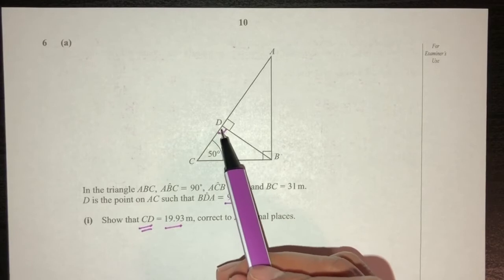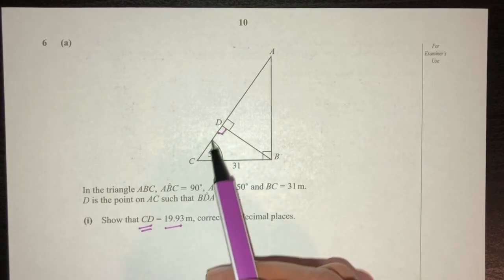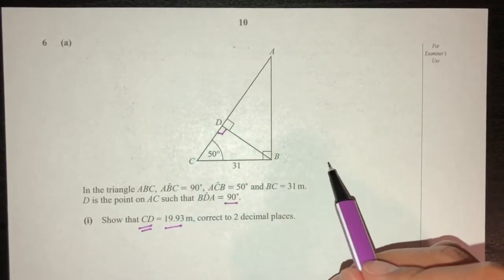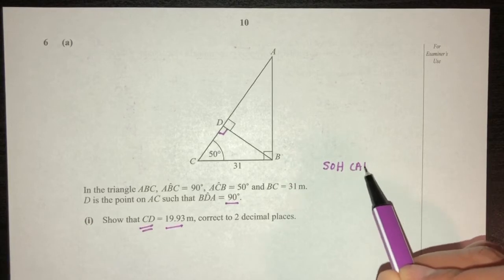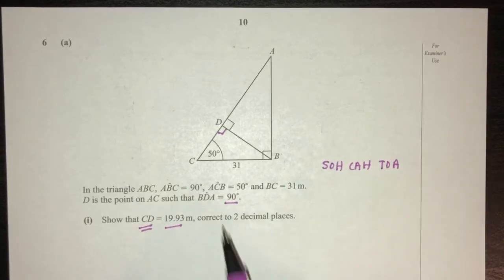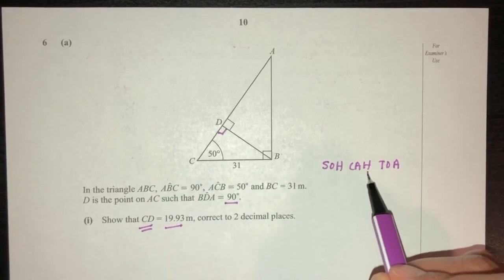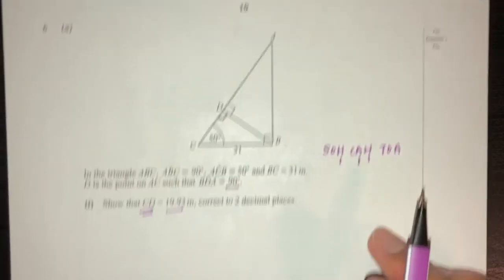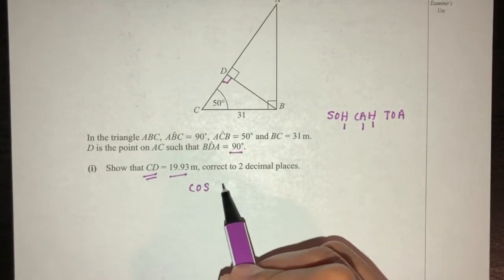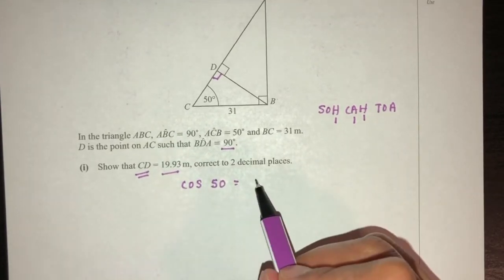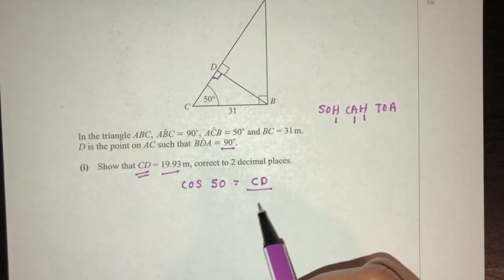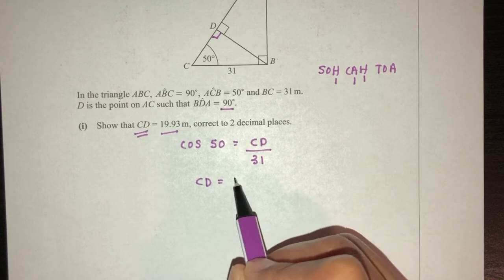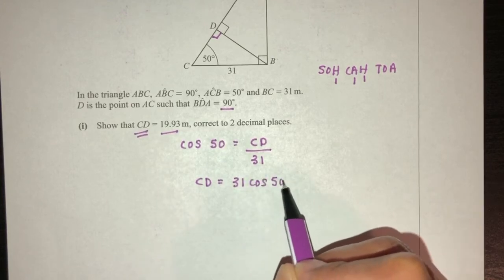Now if you observe, we have triangle DBC as a right angle triangle. We know this side, we have to find this side. So we can use SOHCAHTOA. Here we have this side, which is your hypotenuse, and we have to find this side, which is your adjacent. So we have to use cos. So cos of the angle of 50 is equal to adjacent side, which is CD, divided by 31. So from this you will have CD is equal to 31 cos of 50.